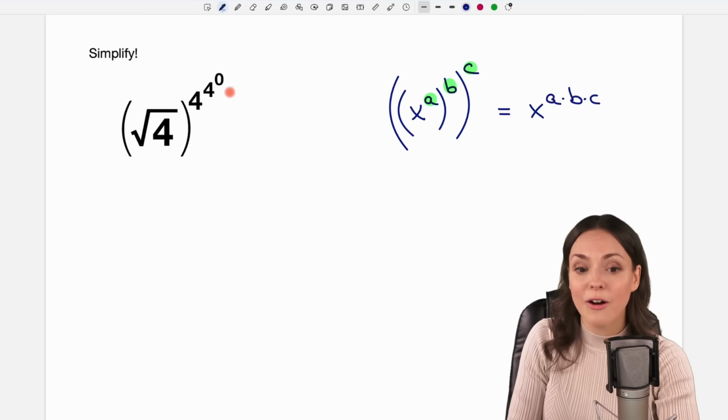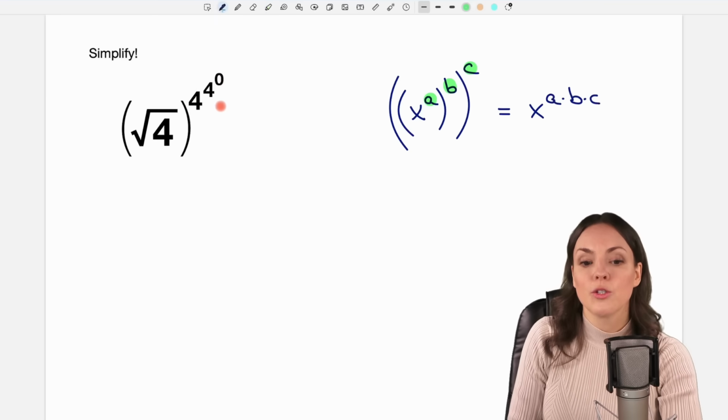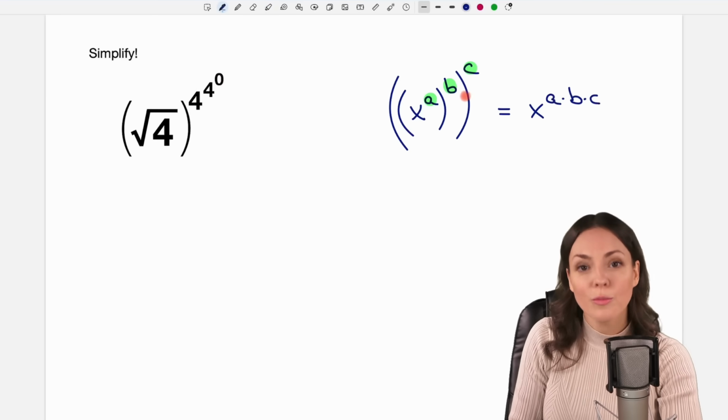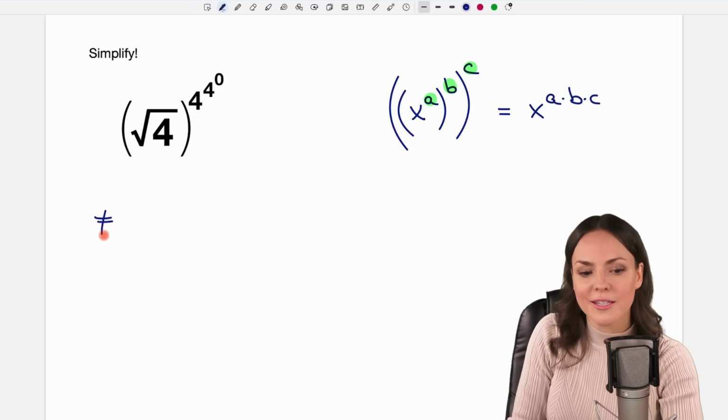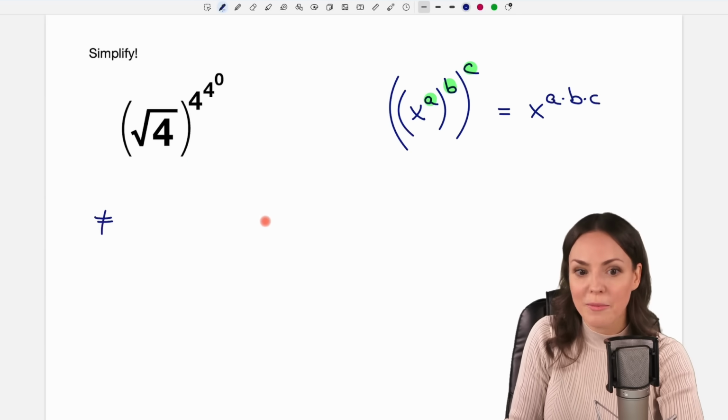But here, our exponent is this whole thing. It's this power again. It's 4 to the power of 4 to the power of 0. So we are not allowed to use this rule, but I want to use it anyway. So this is wrong now what I do, but I'm pretty sure that some of you did it. So let's see what would happen.